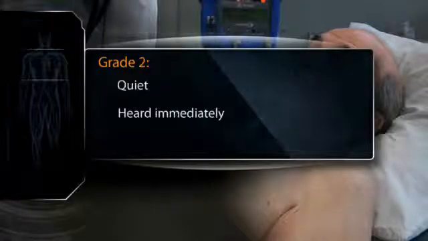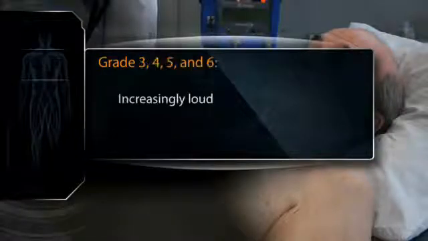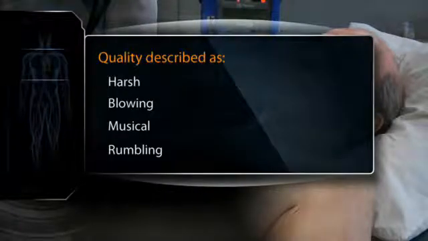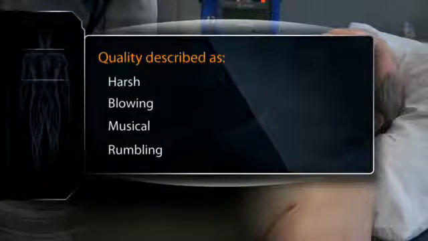A grade 2 murmur is quiet, but heard immediately after placing the stethoscope on the chest. A grade 3 murmur is moderately loud. And grades 4, 5, and 6, by definition, have an accompanying palpable thrill. The quality of a murmur is described in terms such as harsh, blowing, as in aortic regurgitation, musical, as in some murmurs of mitral valve prolapse, or rumbling, as in mitral stenosis.